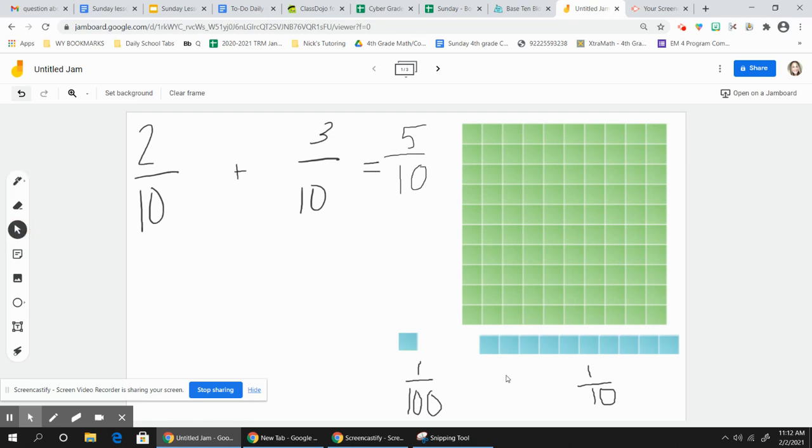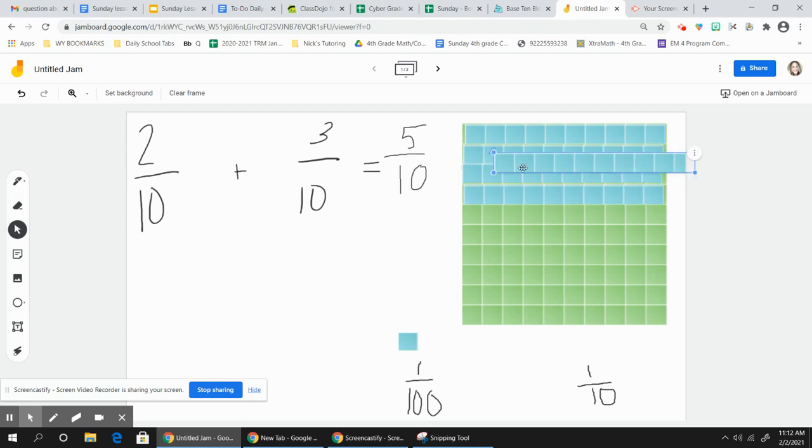And we could show that visually. So here's 1/10 and 2/10. So we've shown our first fraction, 2/10 plus 3/10. Here's one more tenth, two more tenths, and three more tenths. And here we see our answer of 5/10. 1/10, 2/10, 3/10, 4/10, 5/10.